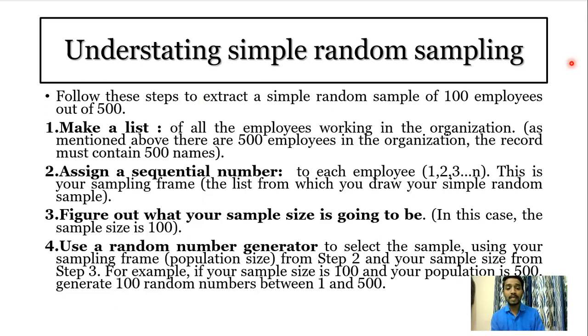First, we have to make a list of all the employees working in the organization. As mentioned above, the organization has 500 employees. We will record those 500 names and assign a number to each employee, like 1, 2, 3, 4, 5, 6, 7, 8. Like this, we'll assign a number to each employee, and from this sequential method, we are going to draw a sample.